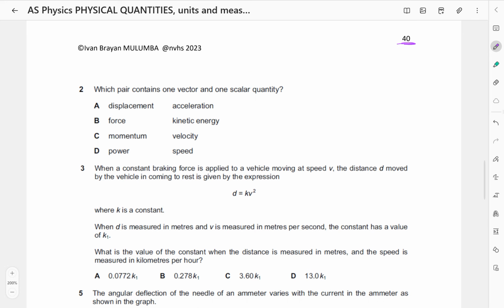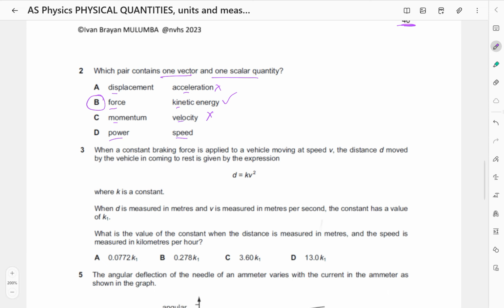Which pair contains one vector and one scalar? We look for one vector and one scalar. Displacement is a vector, acceleration is a vector. That one doesn't work. Force is a vector, kinetic energy is a scalar. We want one vector and one scalar. Momentum is a vector and velocity is a vector, so that is out. Power is a scalar, speed is a scalar, so our answer is going to be B.